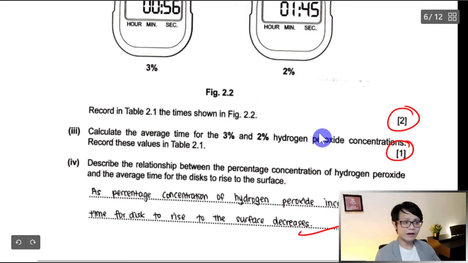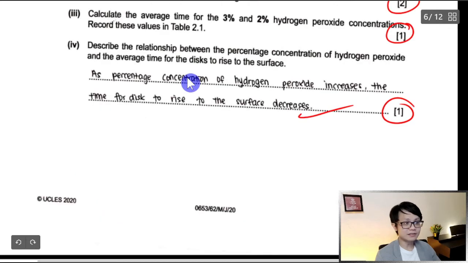Describe the relationship. If the concentration of hydrogen peroxide increases, then the time will increase, something like that. You write it yourself, use your own words. Different students will use different words, as long as the keyword is there.